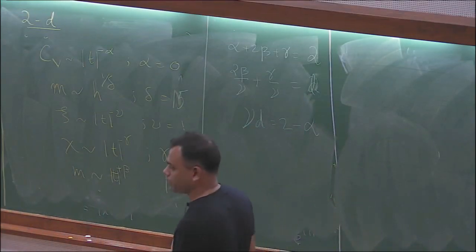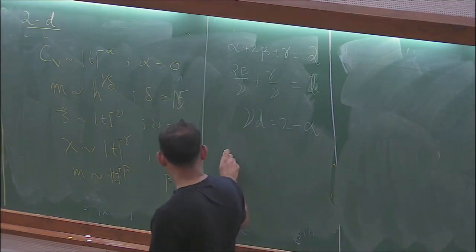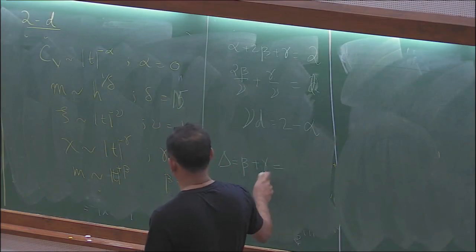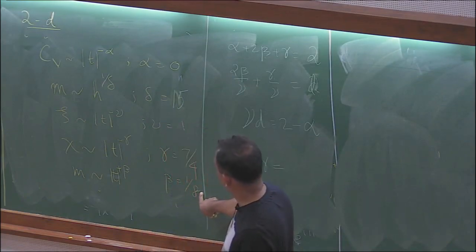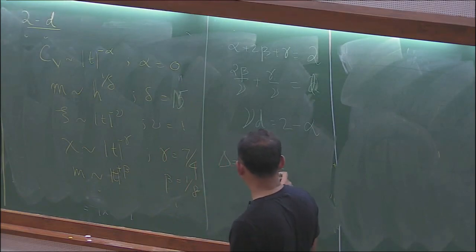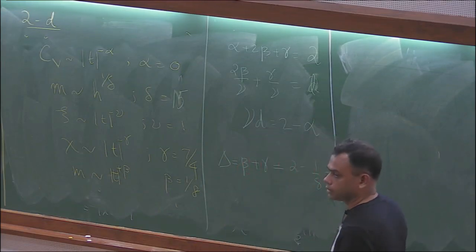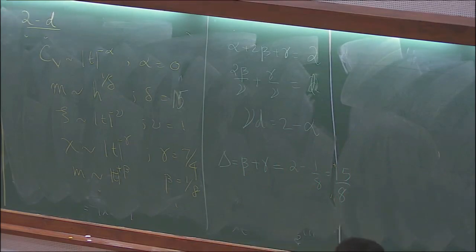Capital delta. What is capital delta? It is beta plus gamma, so that is 2 minus 1 by 8, which is 15 by 8. So if you have any clarification about this commutative solution, please ask later, because it's a bit messy, the parts here and there.